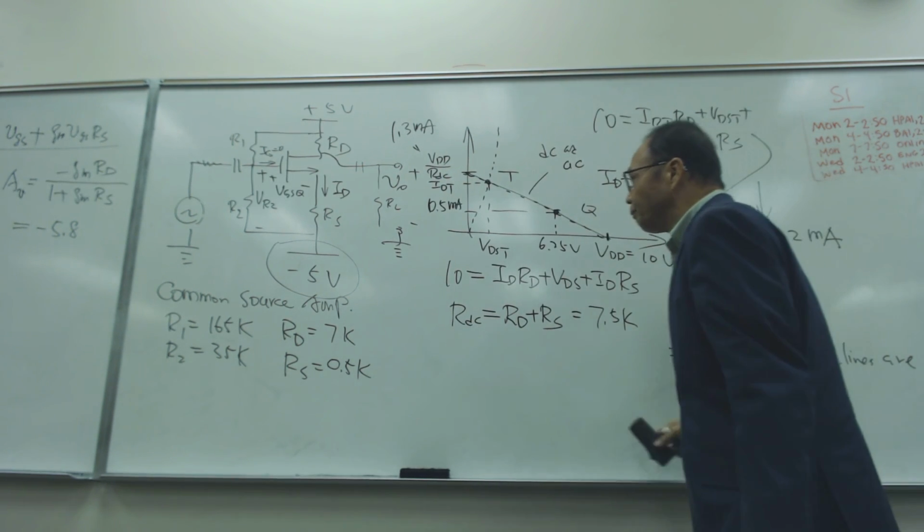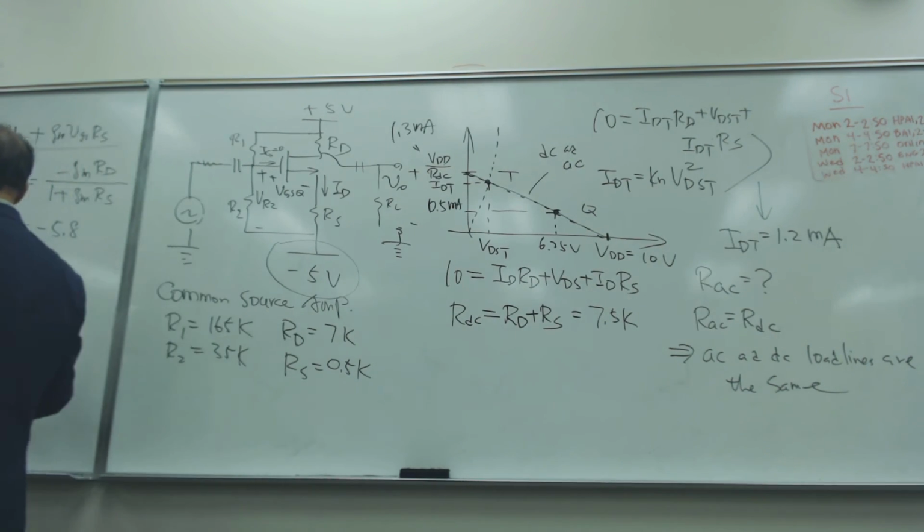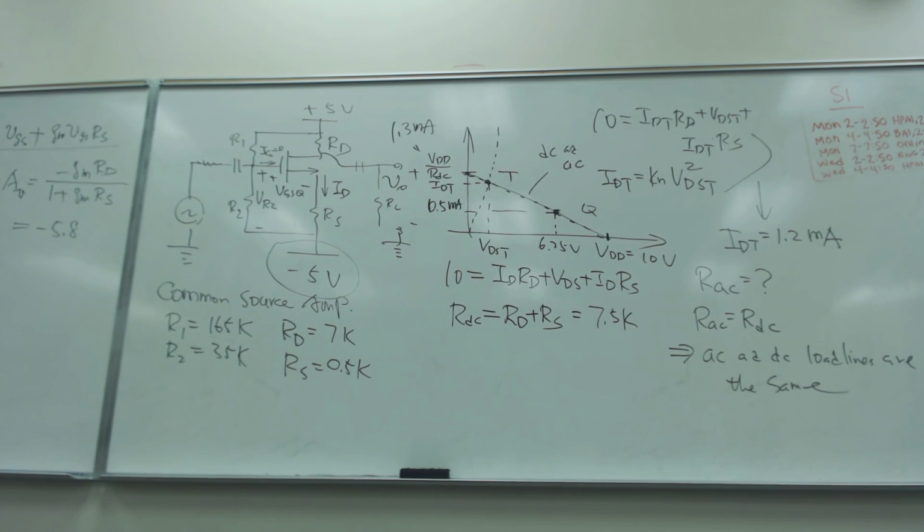All right, now based on that, what is the maximum undistorted swing for I sub D?